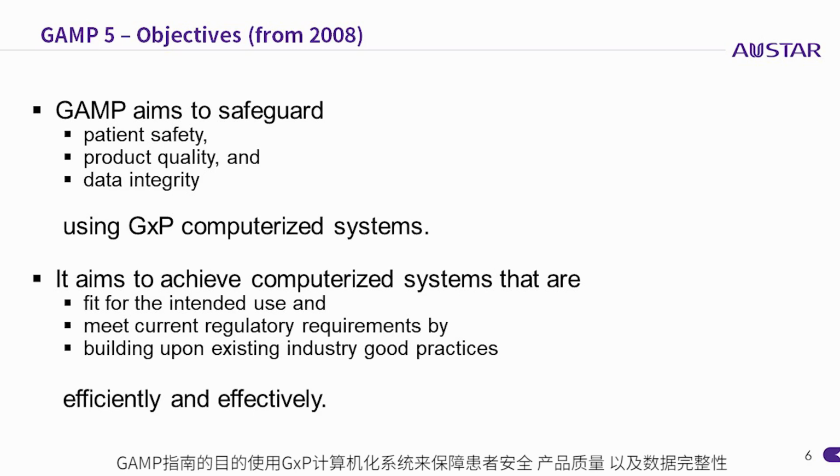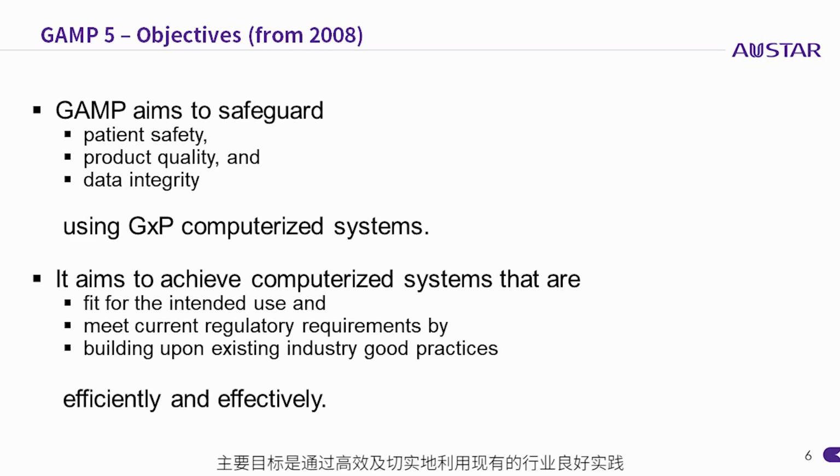The GAMP Guide aims to safeguard patient safety, product quality, and data integrity using GxP computerized systems. The main goal is to achieve computerized systems that are fit for the intended use and meet current regulatory requirements by building upon existing industry good practices efficiently and effectively. GAMP 5 provides practical guidance that facilitates the interpretation of regulatory requirements, establishes a common language and terminology, promotes a system lifecycle approach based on good practices, and clarifies roles and responsibilities.